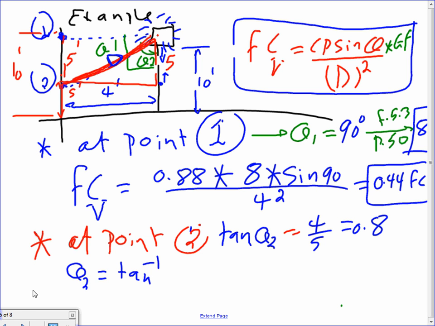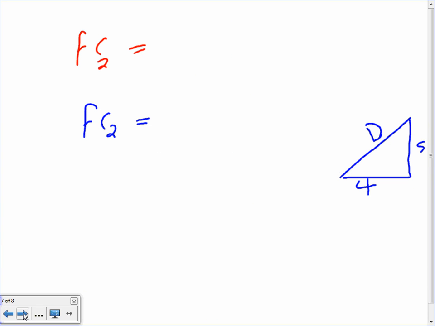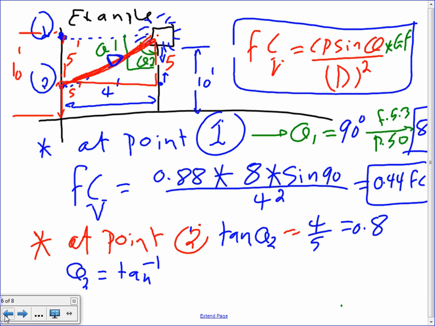Actually, I drew a triangle here. So here's the 4 and 5 in the distance. We'll talk about this in a second when we get into the trig. Okay, so 0.8. Tan inverse 0.8 is what? If you go tan inverse 0.8, you end up with 39 degrees.